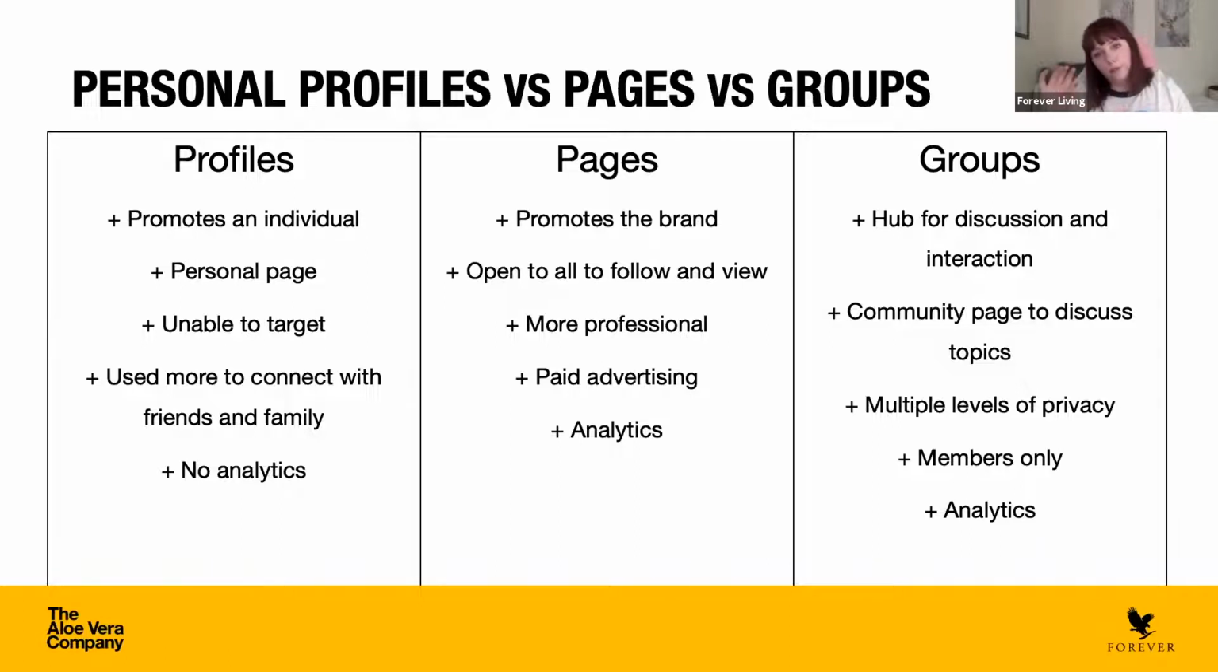Or you can have a group which is centered around sports. If you're a runner, say, and you wanted to share things about sports, you can have people who are interested in sports. So again, they're community pages to discuss topics that those individuals are actually interested in. You kind of have multiple levels of privacy with a group, which is really useful. So it's kind of a members only thing.